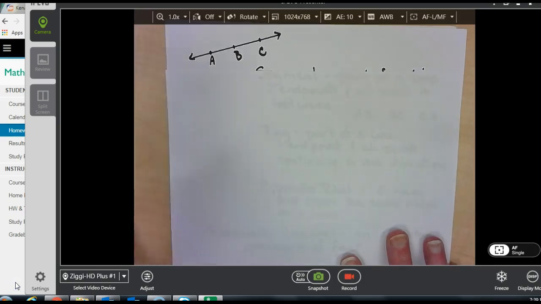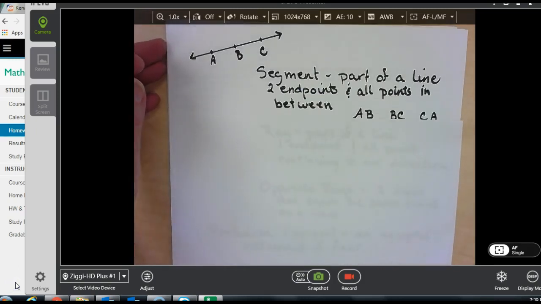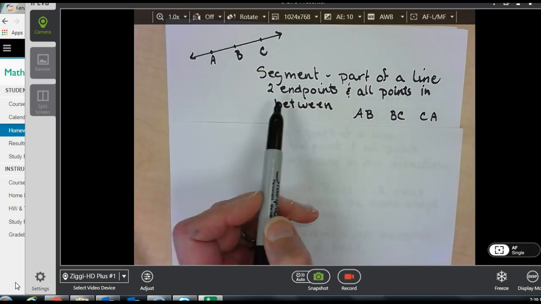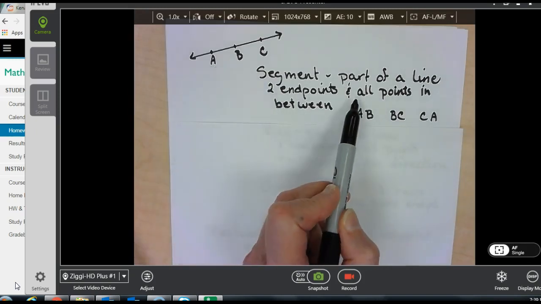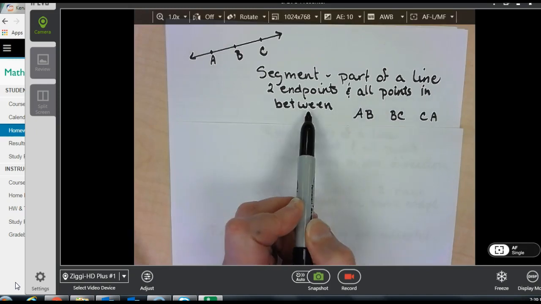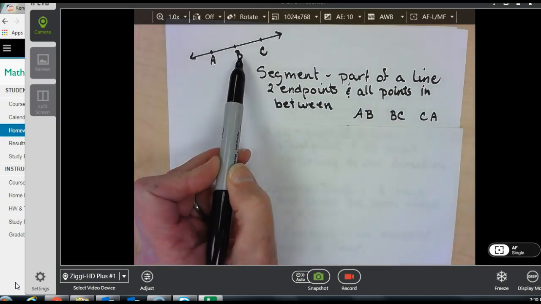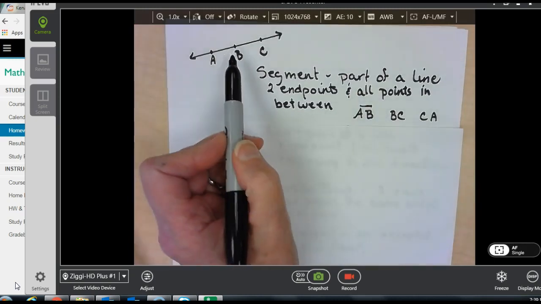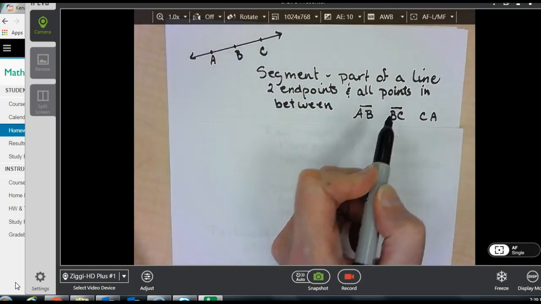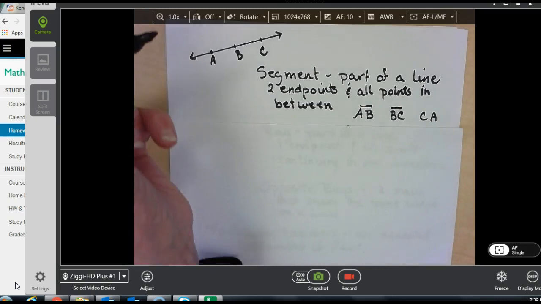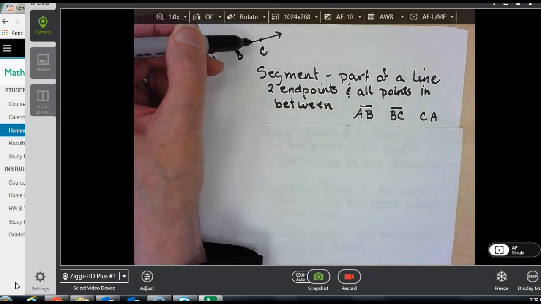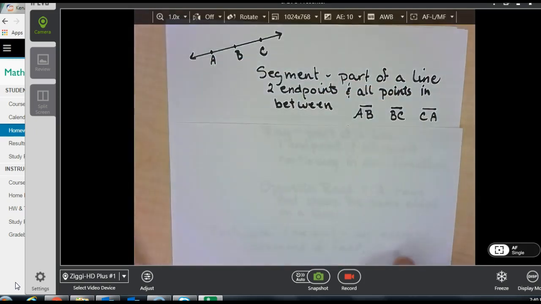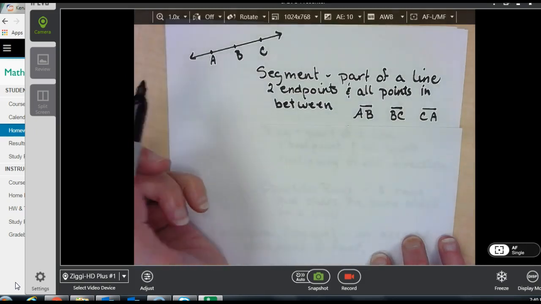So if I have 3 collinear points again, but this time I want to talk about a segment, that's just part of a line. A segment always has 2 endpoints, and it includes all points in between. So if we go from this point A to point B, it would be line segment AB. Or we can go from B to C, and that would be line segment BC. If we go from point C all the way to point A, that's line segment CA. So the letters let us know what part of the line we are talking about.